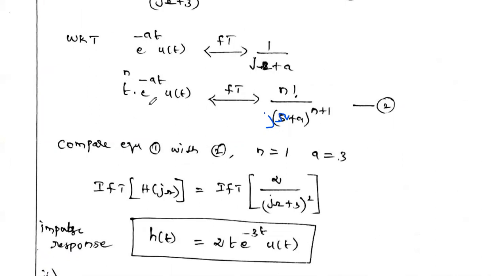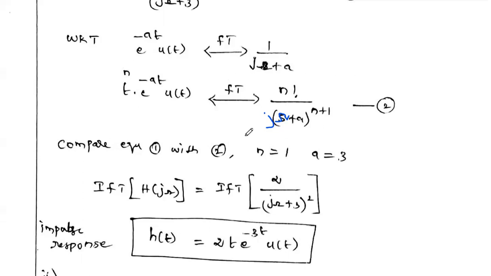So which function has a transfer function like this? We studied one question: e power minus at u of t multiplied with the t power n function. Here t means it is a linearly growing signal. So t power n e power minus at u of t, this entire signal has the Fourier transform n factorial divided by j omega plus a to the power n plus 1.